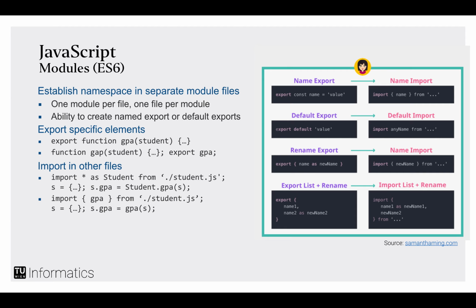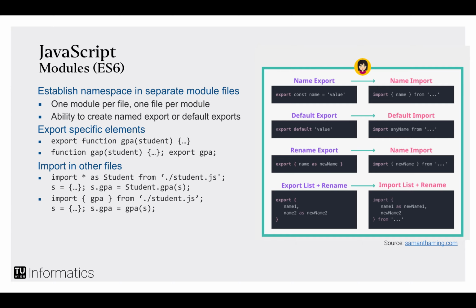That's it basically. And within a module, you export specific elements. So let's say you have a number of functions and variables that you want to deal with within the module, but you only want to expose a few of them. So let's have a look at the example here. You can say you have a function called GPA, and you only want to export that function. So what you can do is you can say export function GPA. You can use this export keyword to expose this function to the outside world.